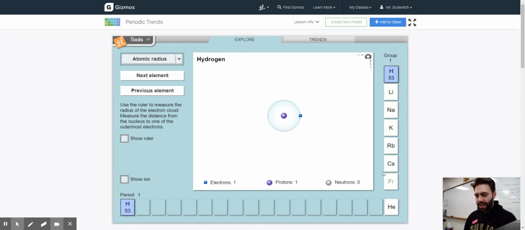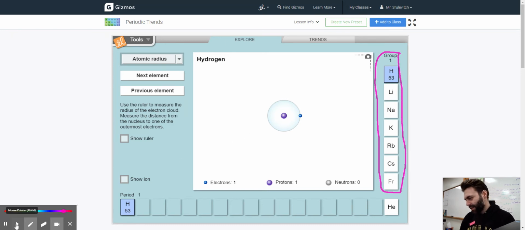So if you notice this column here, it's all group one, okay? So this is group one. All of this is group one. Francium's not included, but that's okay. This is group one elements.